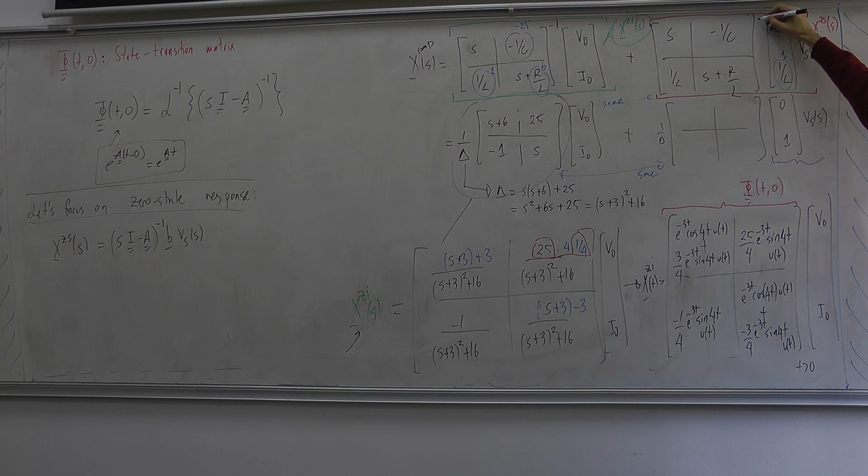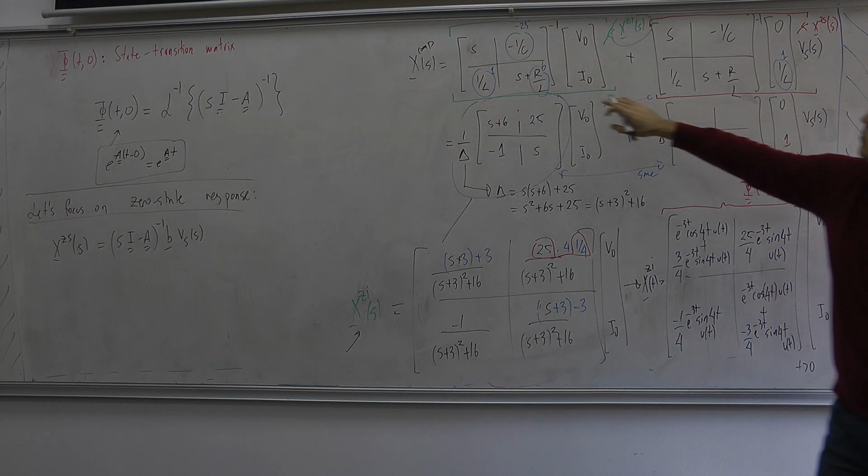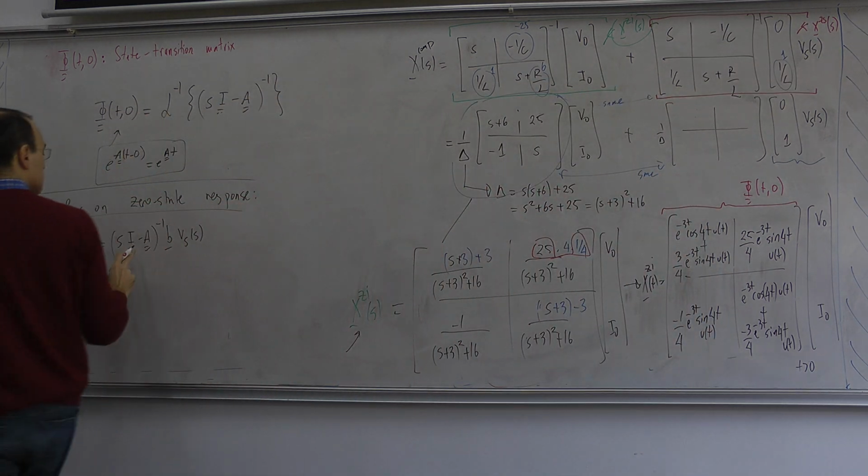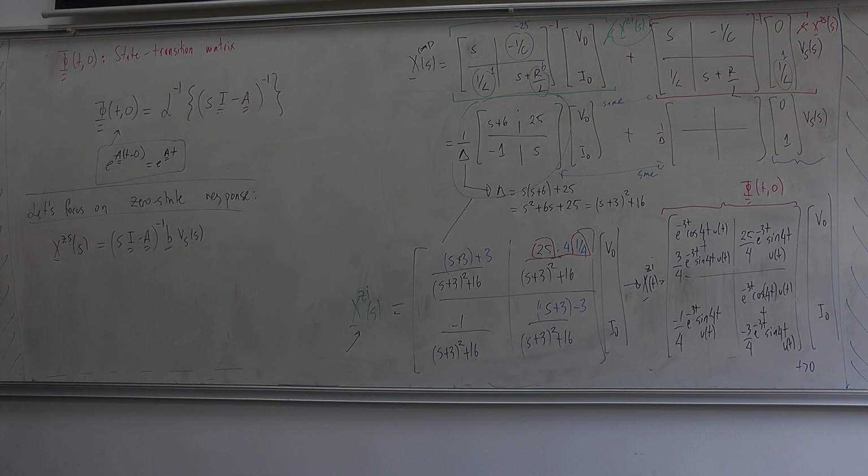Do I have inverse over here? I should put inverse, times B times Vs of s. So this should be the same as you see over here. Now, how can I handle this?